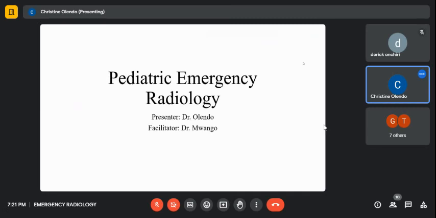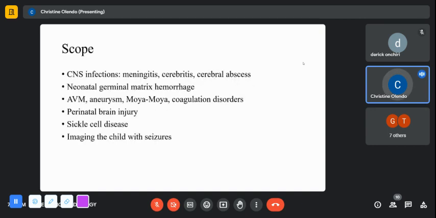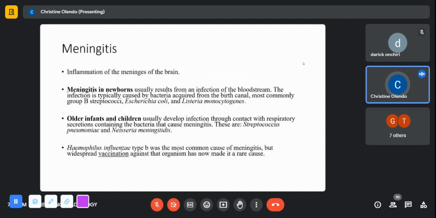We'll be going through pediatric emergency radiology. The presenter is Glenda, and Dr. Manga will be the facilitator. So we'll go through CNS infections: meningitis, cerebritis, cerebral abscess. We'll also go through neonatal germinal matrix hemorrhage, AVM, moyamoya, and coagulation disorders, perinatal brain injury, sickle cell disease, and imaging the child with seizures.